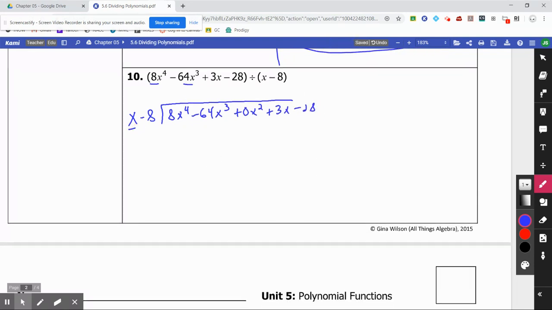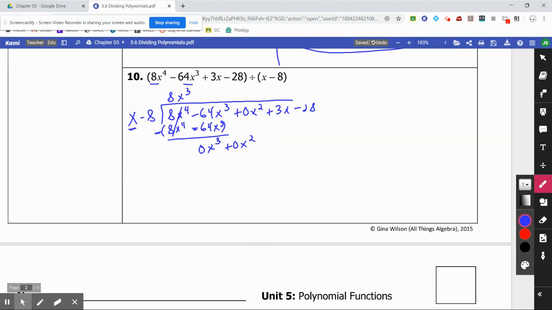x goes into 8x to the fourth, 8x to the third times. Multiply it back out, gives you 8x to the fourth minus 64x to the third. When you subtract, now this one's different. This cancels, and this one does too. Negative 64 minus negative 64 gives you 0x to the third. Now you do have to put that 0 there. Bring down your plus 0x squared.